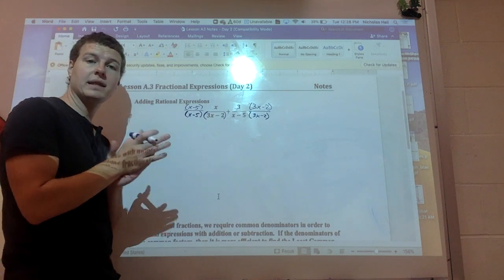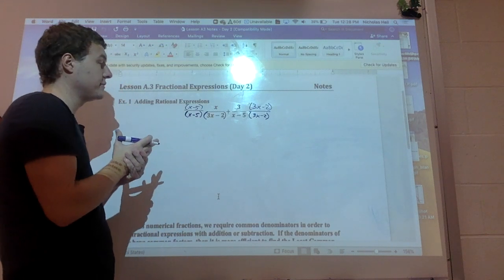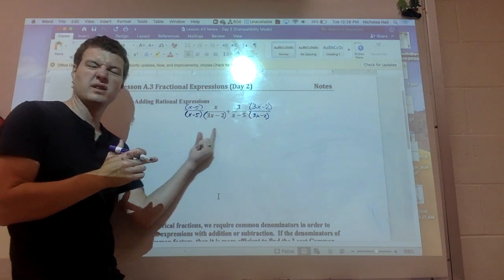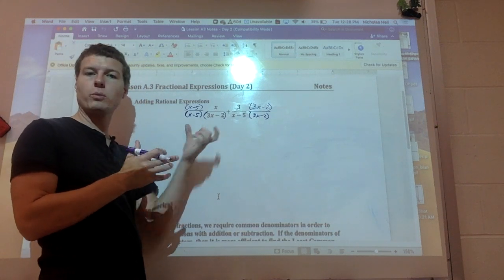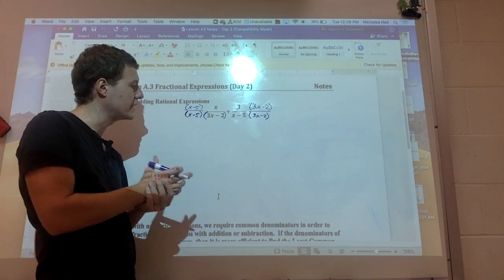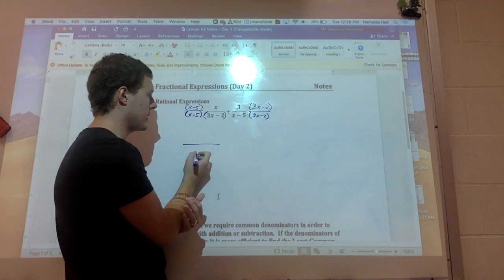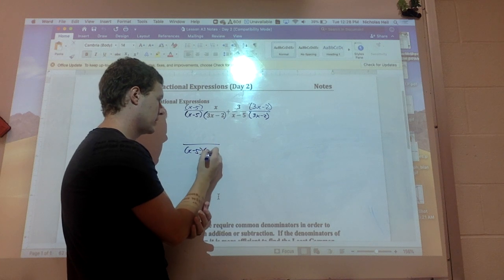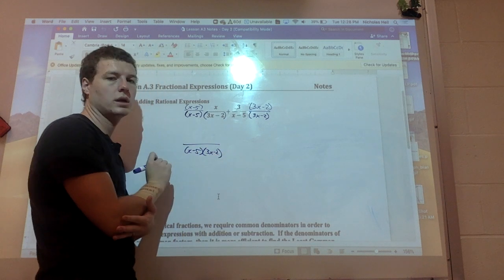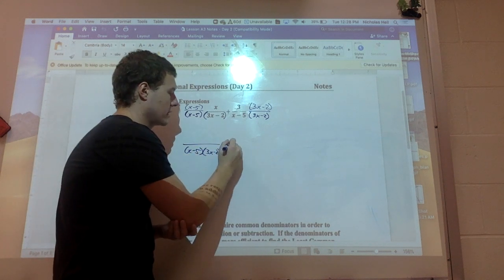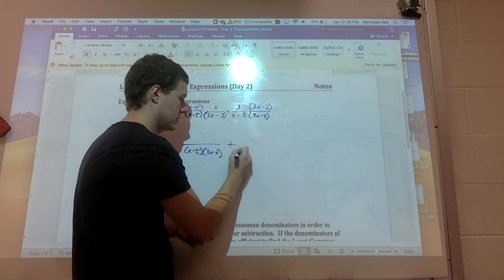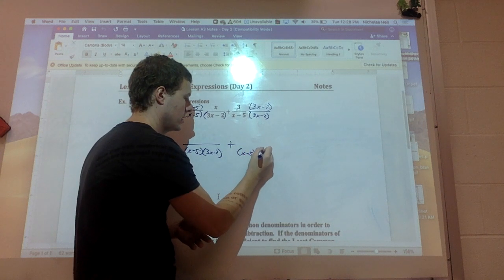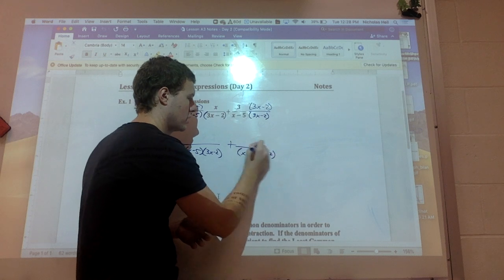Now, one tip I would give you here. Don't multiply out the denominator. It's factored in this form. We just want it to be the same thing on both sides. So this denominator is going to be an x minus 5 and a 3x minus 2. This denominator is going to be the same exact thing. x minus 5, 3x minus 2.